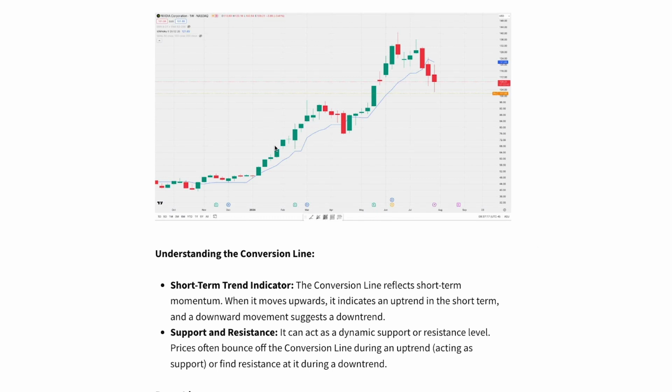So we can kind of see here, this is Nvidia over the past several months, and we've come down here and bounced off the conversion line as support and continued up to rise. Or it could be in a downtrend, where it can act as resistance. So that's the conversion line. It's sort of like an exponential moving average. So short-term trend momentum there.